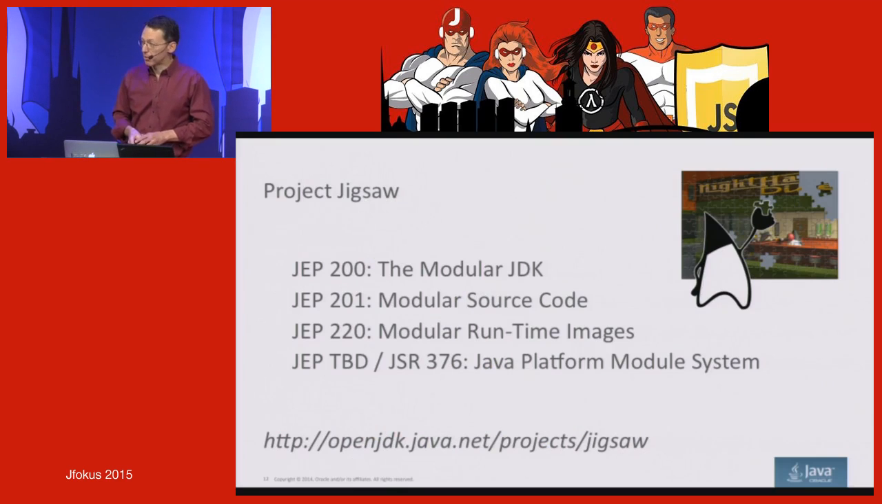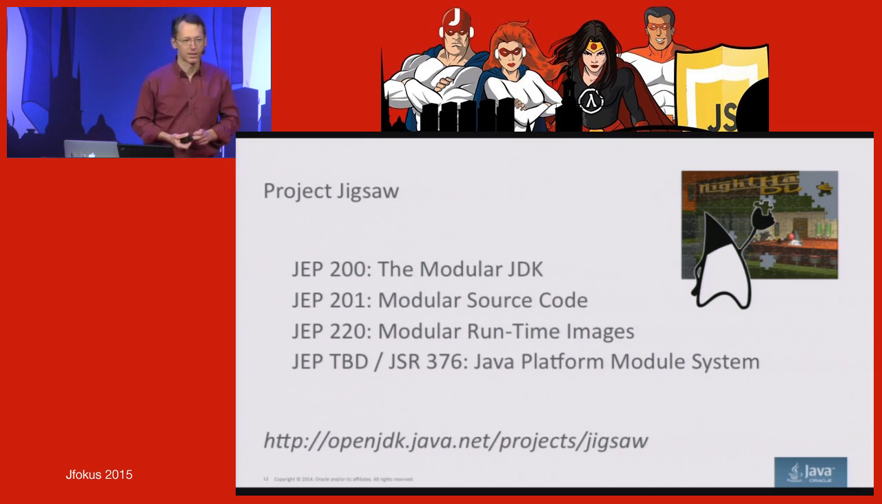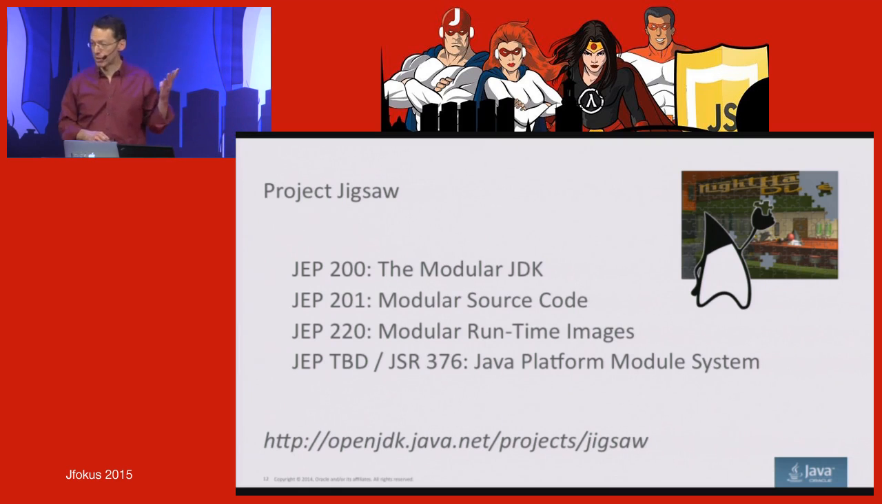So this is what we've been doing in Project Jigsaw. This project has been running for a while now. It actually, believe it or not, started in 2008, and we've been working on it more or less continuously since then. Jigsaw is a large project. It's making major changes to the Java runtime system and to the APIs. It consists of four JEPs and one whole JSR.